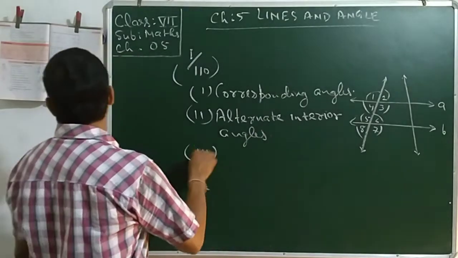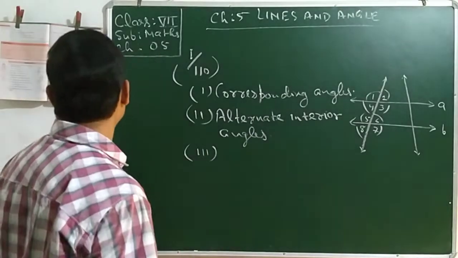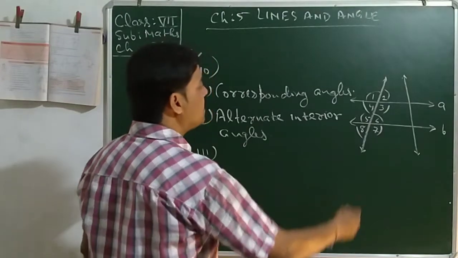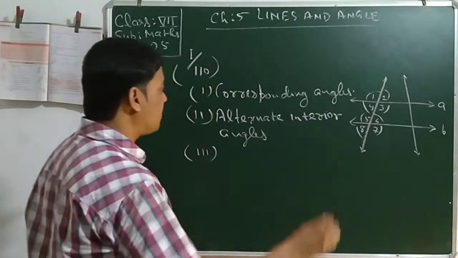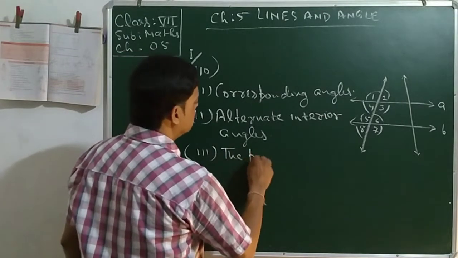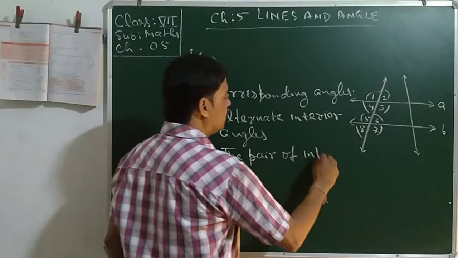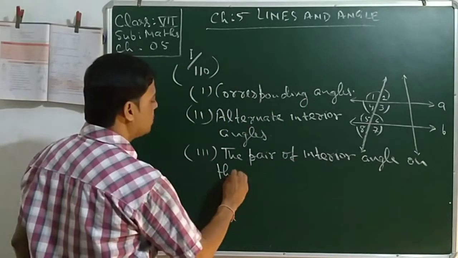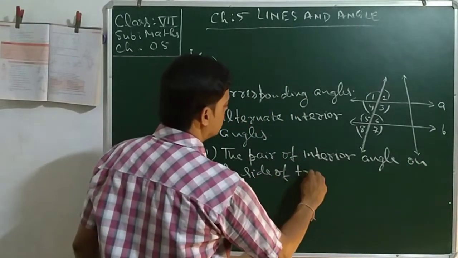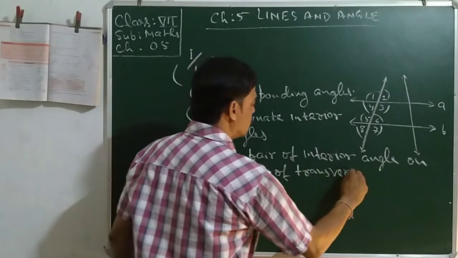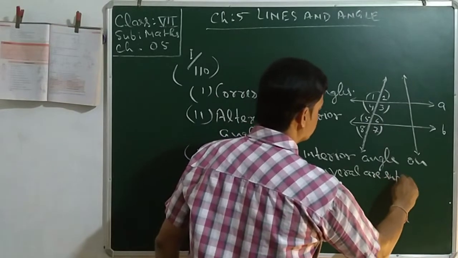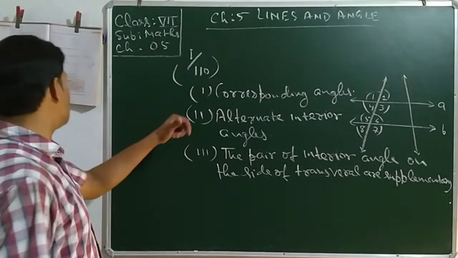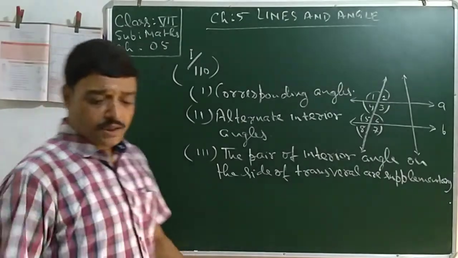Come to the third, that is if angle 4 plus angle 5 equals 180 degrees, then A is parallel to B. Angle 4 plus angle 5, of course, we can write, the pair of interior angles on the same side of the transversal are supplementary. These are the 3 properties used here in sum number 1. Now come to the second sum, number 2.